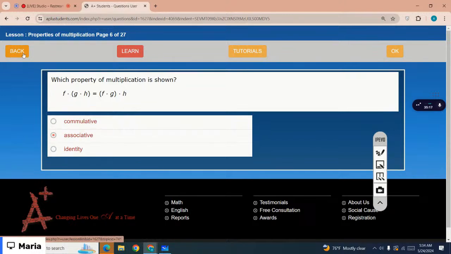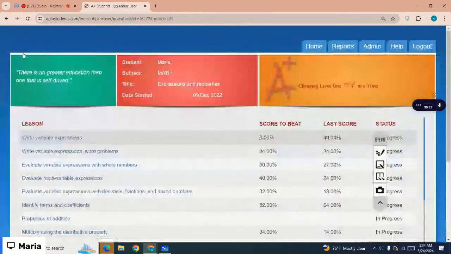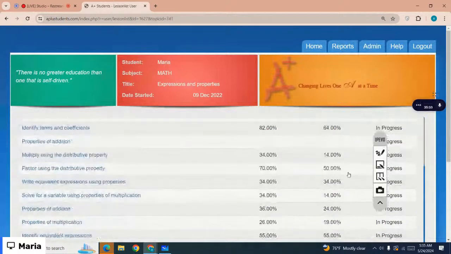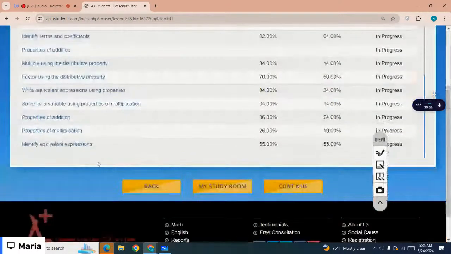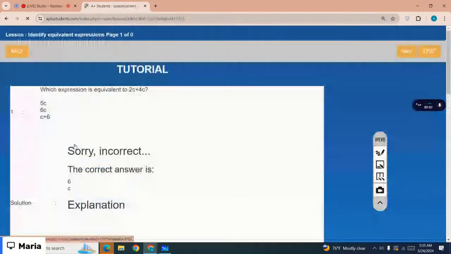Okay, you can complete the lesson by yourself later today. Let me just move on to the next lesson, and the next lesson is identify equivalent expressions. Equivalent expression means they both are exactly equal, right?